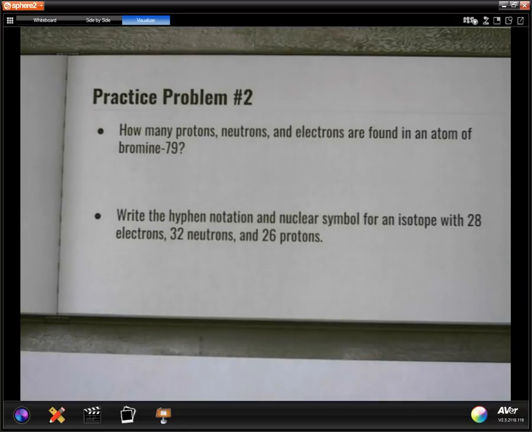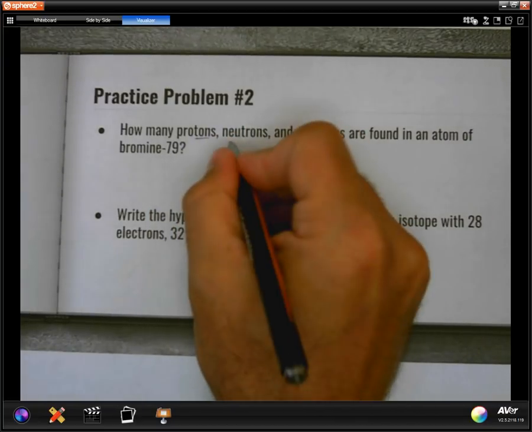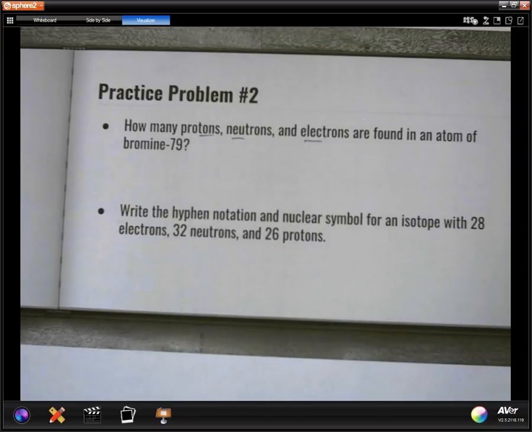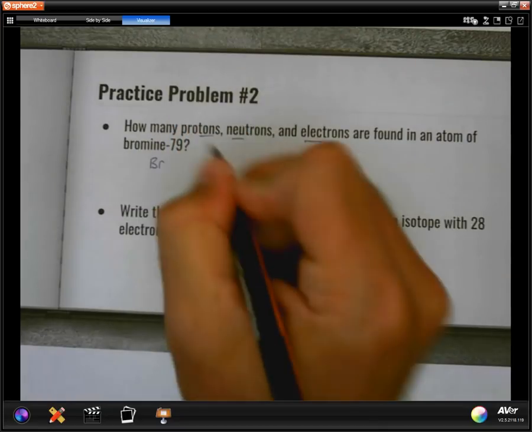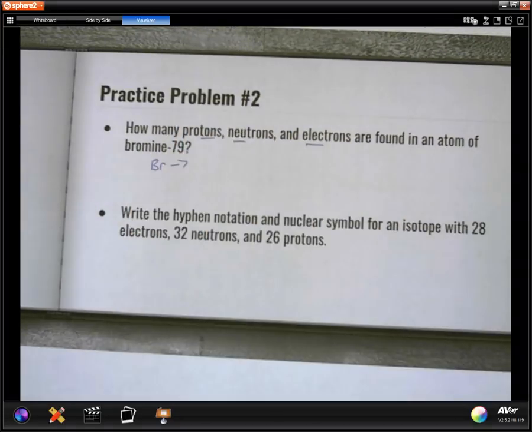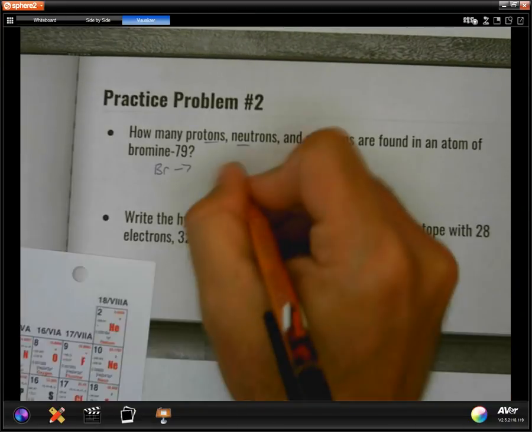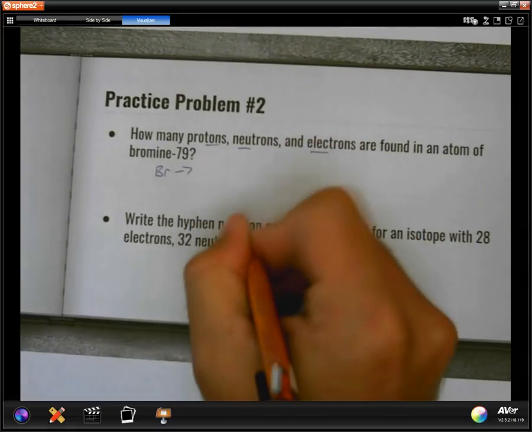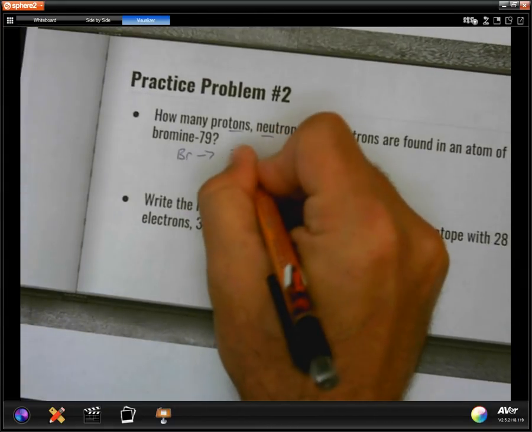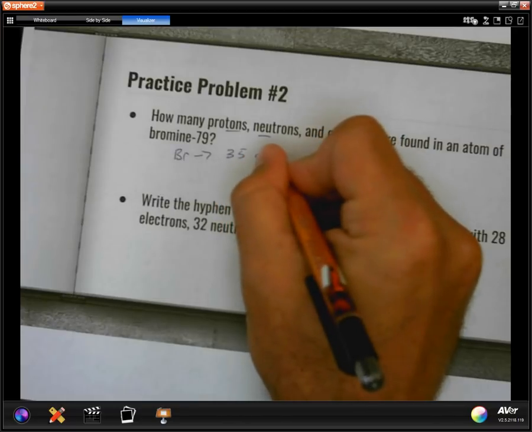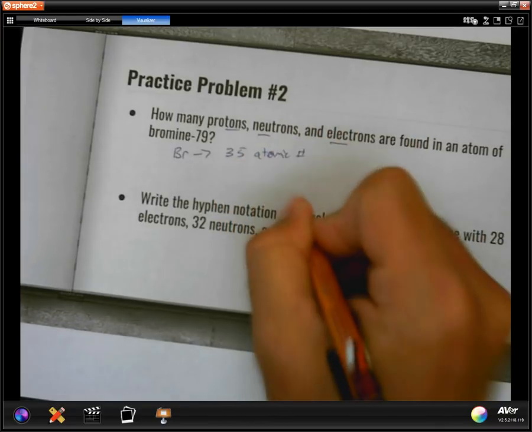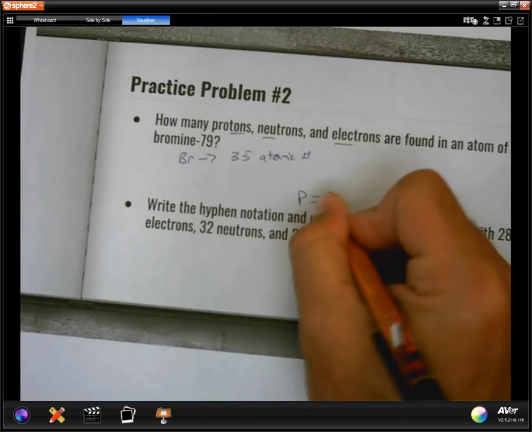All right, so how do I do the first problem? Well, first of all, we're going to read it. It simply says, how many protons, neutrons, and electrons are found in the atom of bromine-79? So right away, I see bromine, and I can look on my periodic table, and I know bromine has an atomic number of 35, so therefore, bromine has 35 protons. That's the atomic number. So therefore, my protons equals 35.